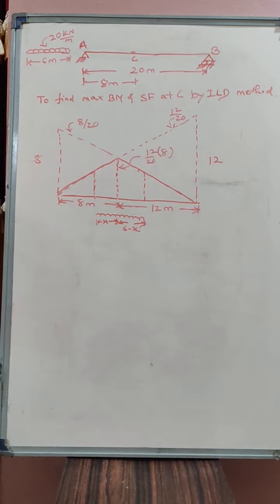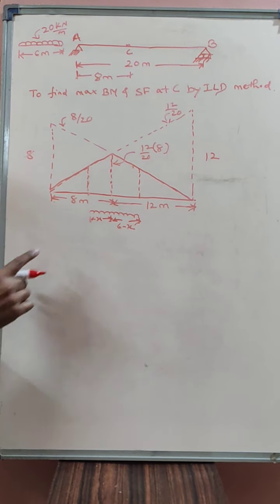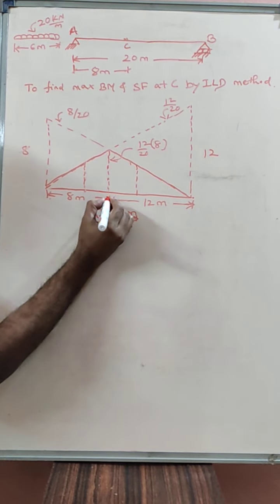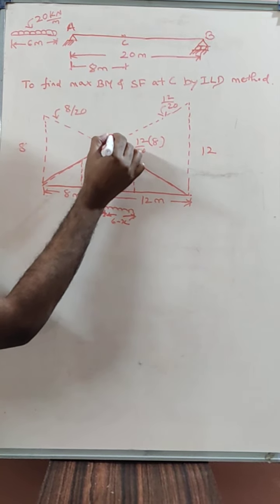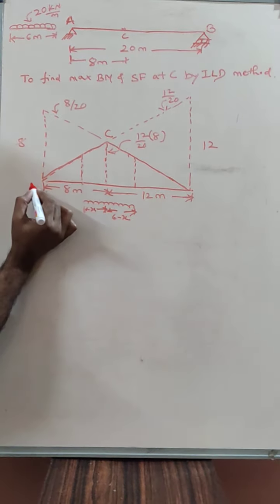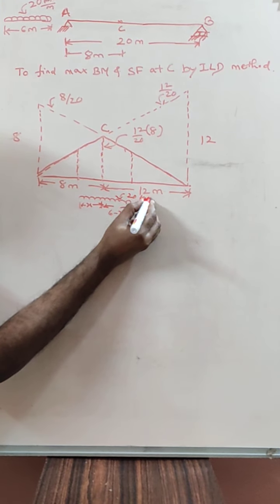Now how to place the UDL, that is very important. The UDL is placed in such a way that the intensity of the UDL on both sides of this section C is the same. This is section C. So on both sides of the section C, what is the intensity on the left of the section C? The UDL is of course 20 kilonewton per meter.